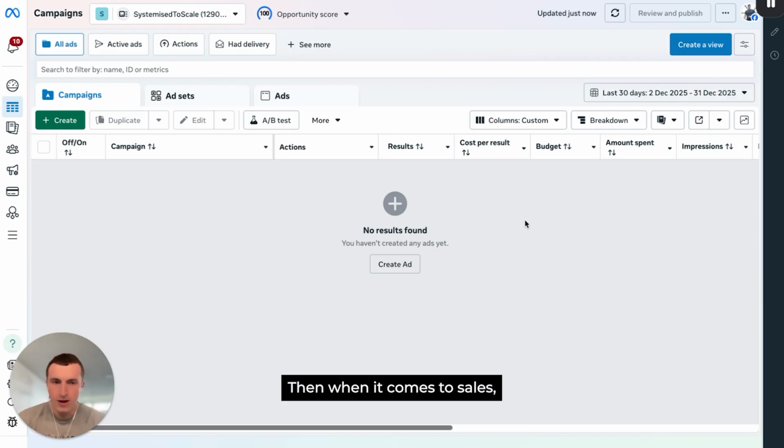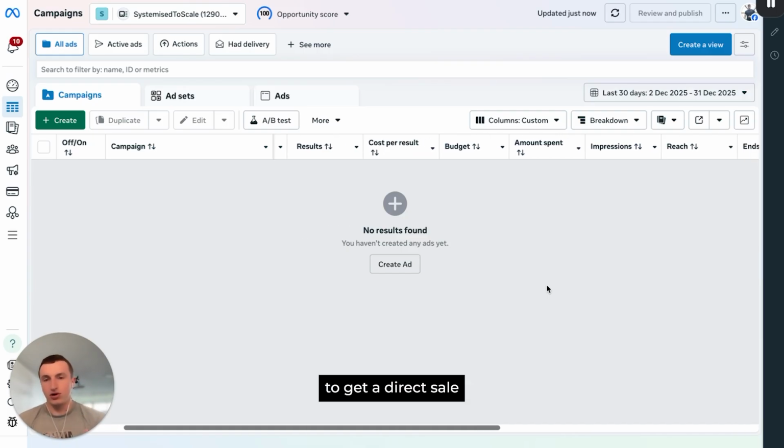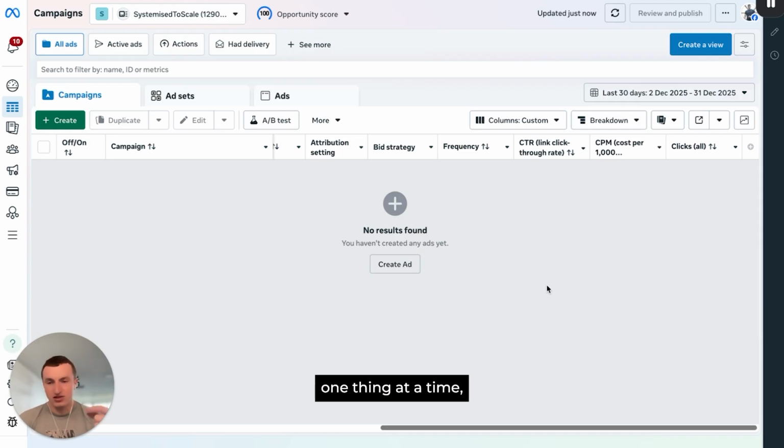When it comes to sales, how much it costs to get a direct sale from ads very much depends on the product and the audience you're directly selling to. But if we understand these metrics and then test one thing at a time, we'll very easily be able to continue to optimize our ad campaigns.